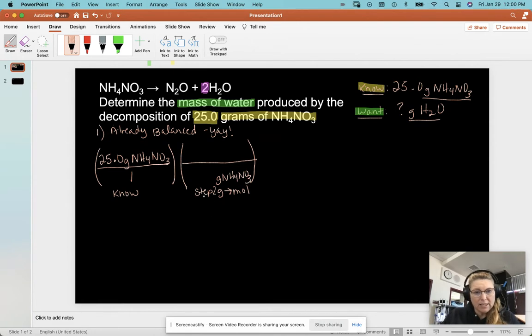And then in step 2, we're making our grams into moles. So that means that moles of NH4NO3 need to go on top. So whenever we convert between grams and moles, we use molar mass. So I need to know what the molar mass of NH4NO3 is.